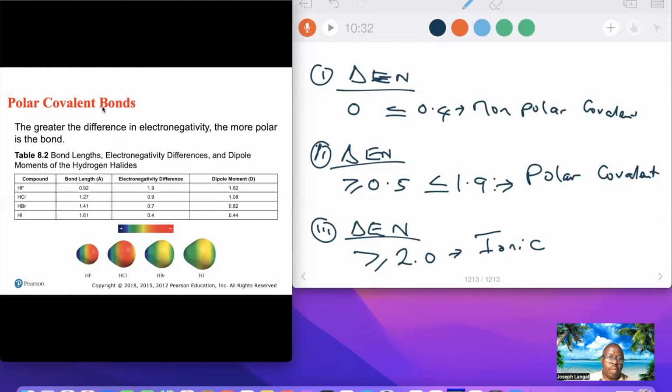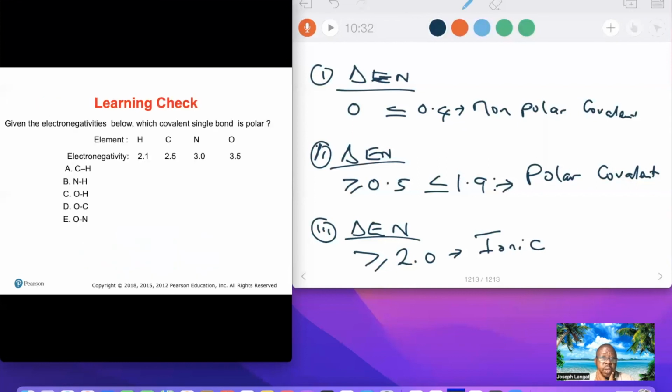Look at the change in electronegativity here: non-polar, polar covalent, the most polar. So you're just going to have to look at the values. A dipole moment, we'll see later on how to calculate that. But first, let's see.